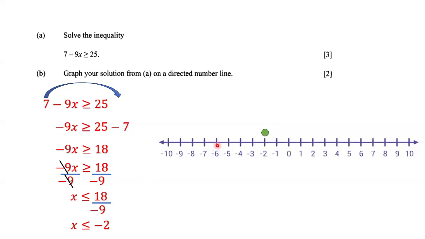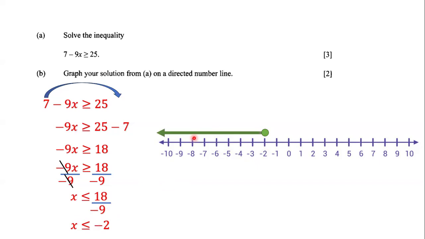All right. And so we have, because we have to include -2. Because it's x is less than or equal to -2, -2 is included in this solution set. Now x is less than or equal to -2, so we have to look for numbers that are less than -2. And numbers that are less than -2 would be -10, -9, -8, and so on.